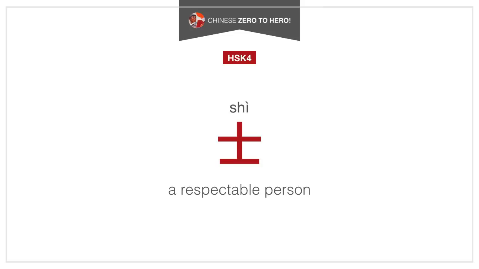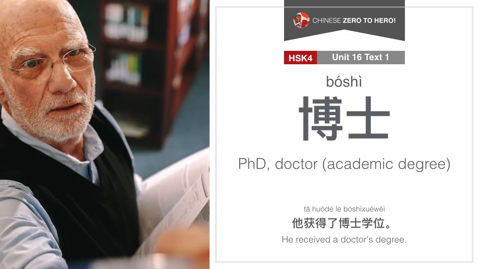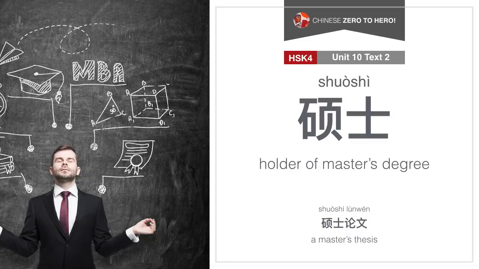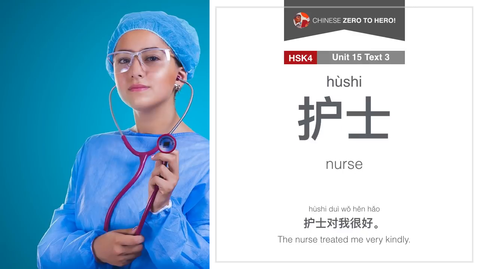Here's another character that's pronounced 是. It means a respectable person. In HSK 4, we learn the word 博士. It means doctor as an academic degree or PhD. 他获得了博士学位. He received a doctor's degree. And in HSK 4, we also learn the word 硕士, meaning the holder of a master's degree. 硕士论文, a master's thesis. And in HSK 4, we also learn 护士, meaning nurse. 护士对我很好. The nurse treated me very kindly.